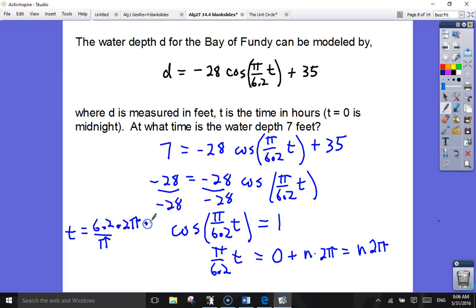Oh, I didn't put the n in there. Okay, now the pi's cancel. And I get 2 times 6.2, which is 12.4 times n.